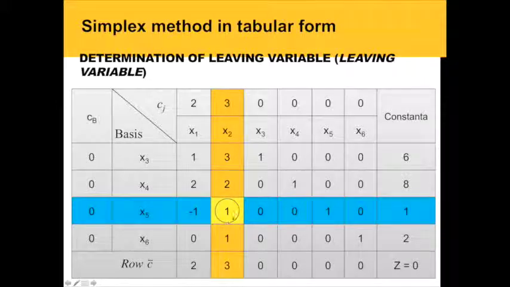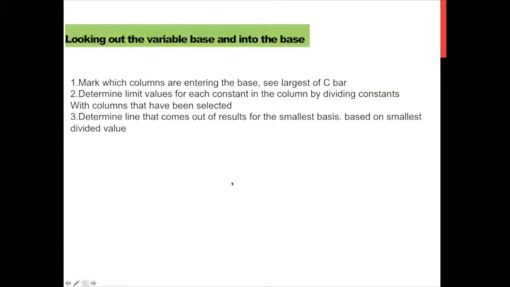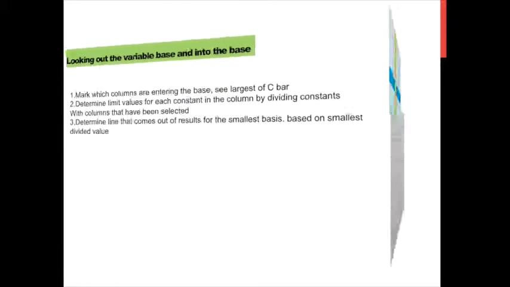So this is our pivot point, and this value will remain 1, and the other in the x2 column will become 0 by the iteration. Mark which column is entering the basis. See the logic of C bar: determine the limit value for each constant in the column by dividing the constant within the column that has been selected. Determine which row comes out of the basis based on the smallest divided value.